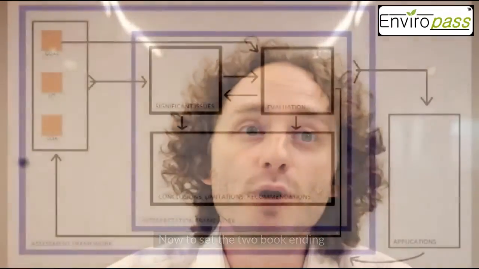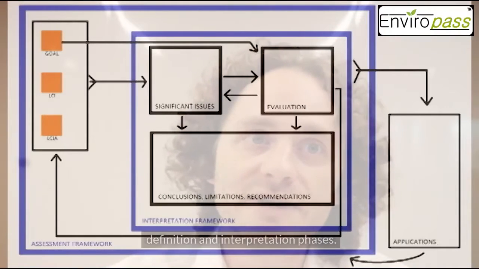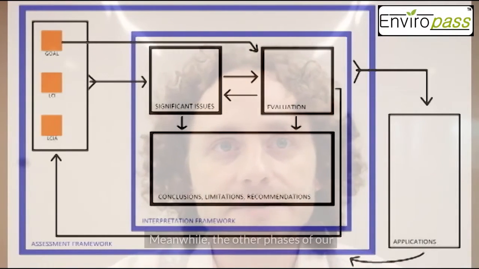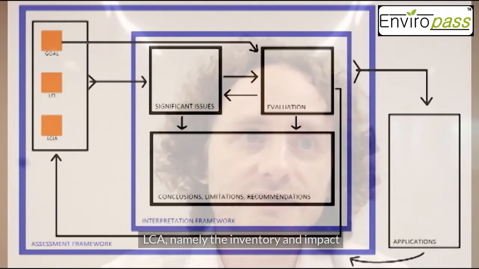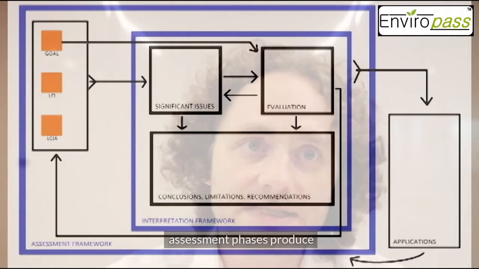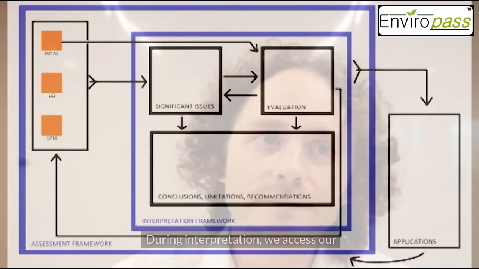Notice that the two bookending phases frame the study. These are the goal and scope definition and interpretation phases. Meanwhile, the other phases of our LCA, namely the inventory and impact assessment phases, produce information on the product system. Together, they make up the complete LCA framework.